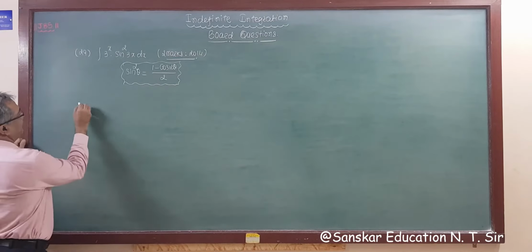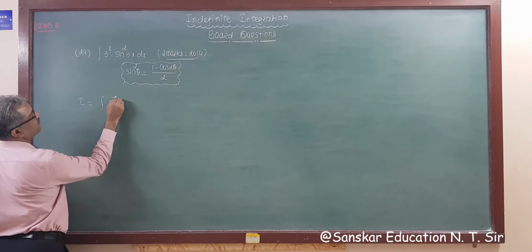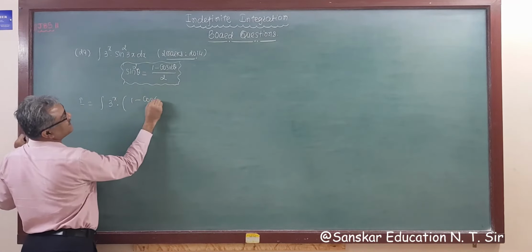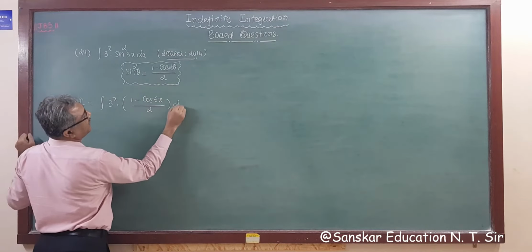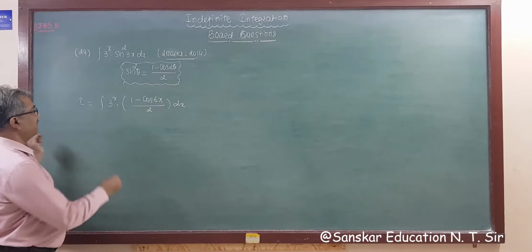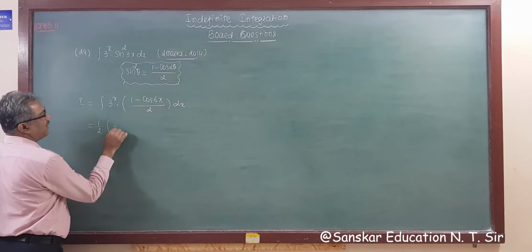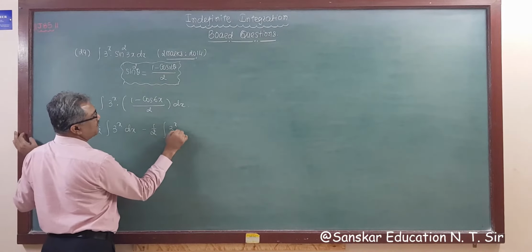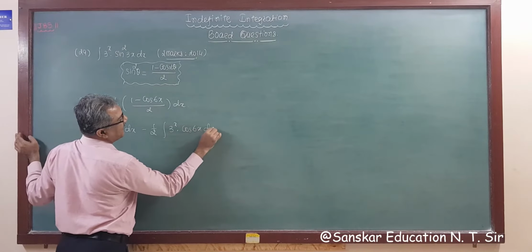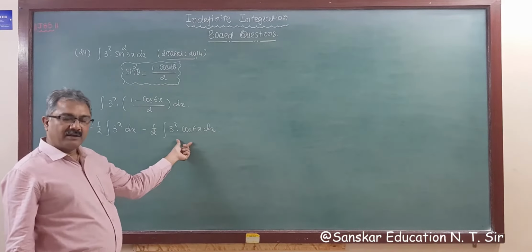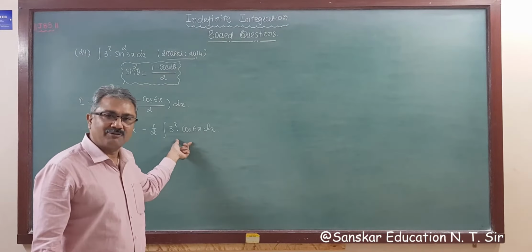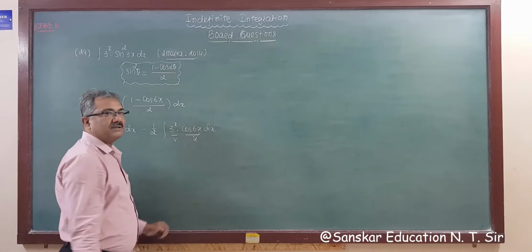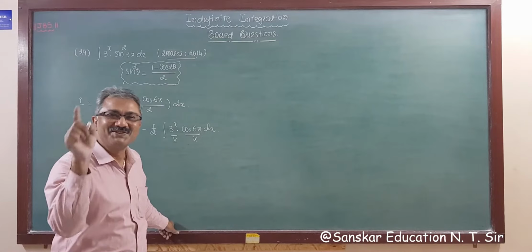So what we get, integration of 3 raised to x into (1 minus cos 2 times 3x, double of this is 6x) divided by 2, dx, right? Split this: 1 upon 2 integration of 3 raised to x dx minus 1 upon 2 integration of 3 raised to x into cos 6x dx. Now this is your problem. I know what is going on in your mind, you want to use u into v, this is u, this is v, and use integration by parts method, but I am not going to use this method, right?